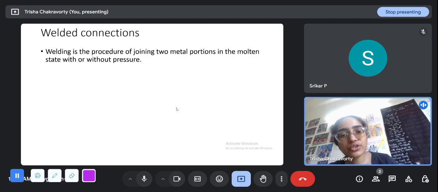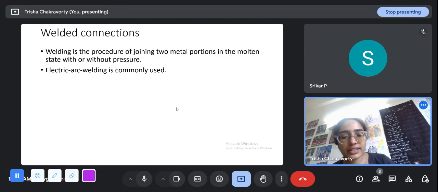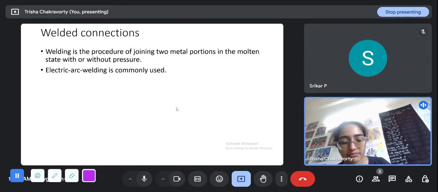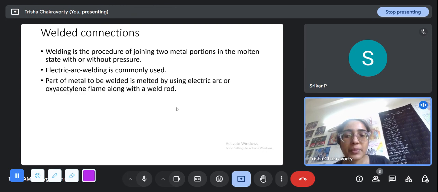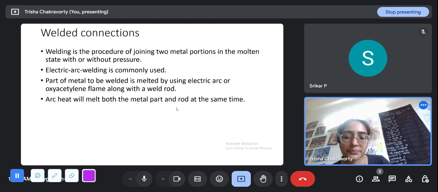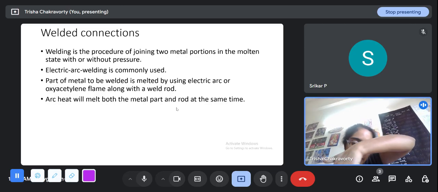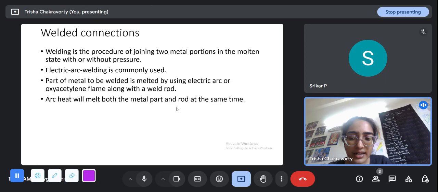Welding is a procedure of joining two metal portions in the molten state with or without pressure. Electric arc welding is commonly used. That is what we see in construction sites with people wearing masks and eye protection. Part of the metal to be welded is melted by an electric arc or oxyacetylene flame along with a weld rod. This weld rod is made of the metal, and this rod is what we are melting using an electric arc.